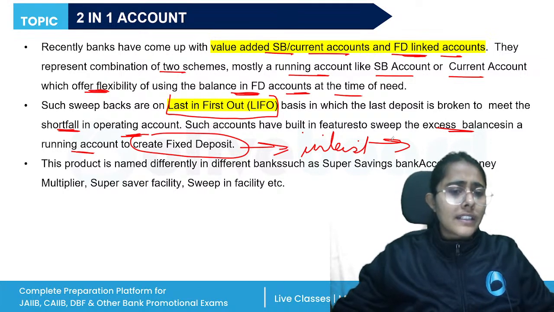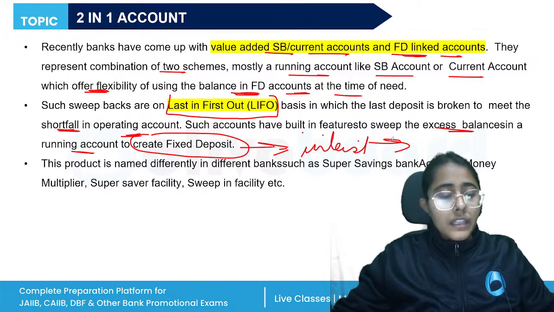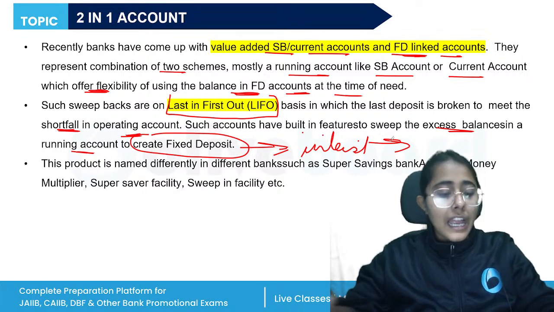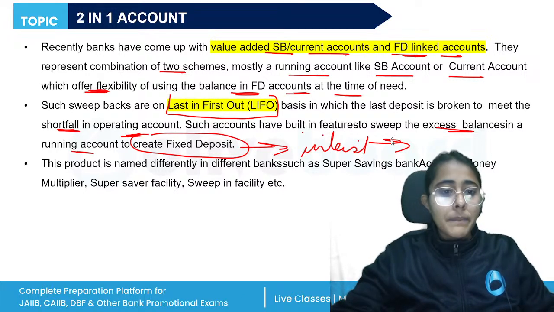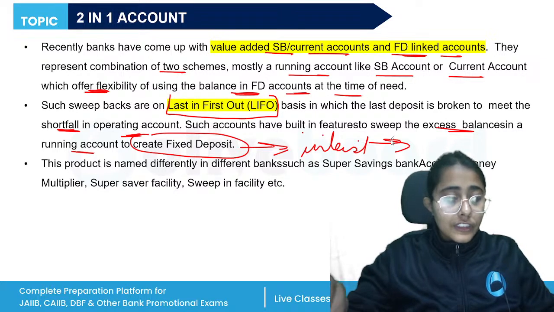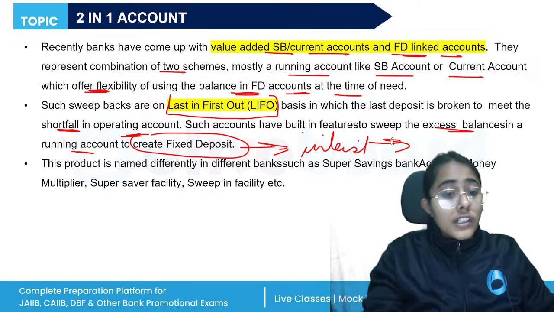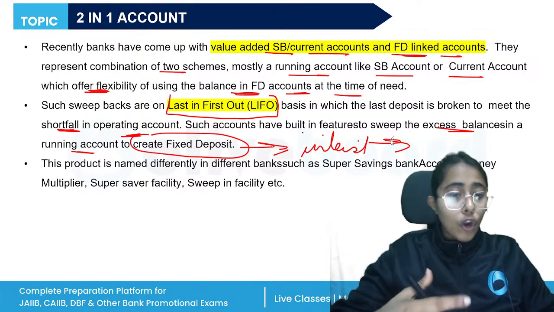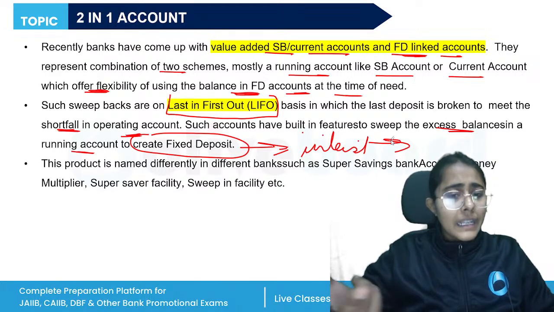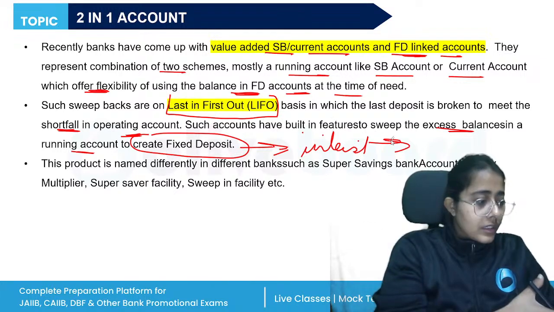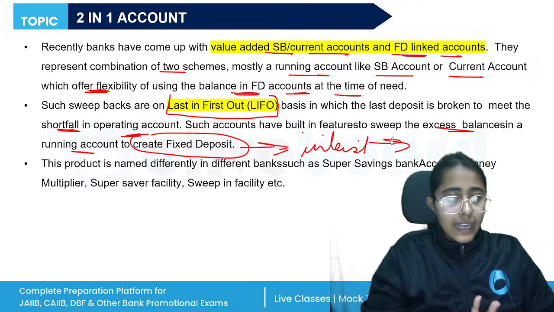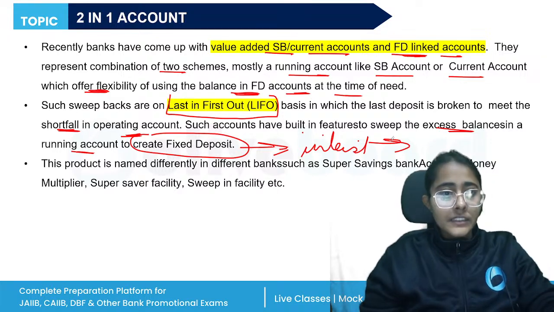And again, this product is named differently in different banks, such as the super savings bank account or money multiplier or super saver facility, sweep in facility, and so on. So the customers will get a benefit. There's the auto sweep facility, which offers the maximum returns, right? The sweep facility carries the rate of interest that is applicable to the fixed deposit. There's a reverse sweep facility also in case of shortfall in the savings bank account to honor any debit transaction. What can be done? The multiples of 1000 are broken and transferred to the running account from the fixed deposit, right? So these options are there with the customer.